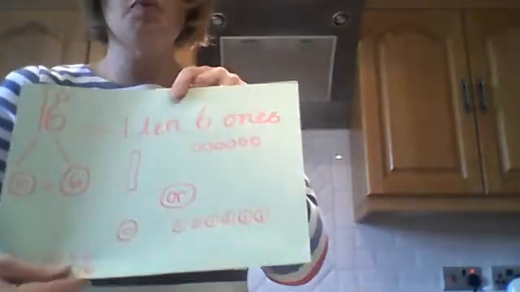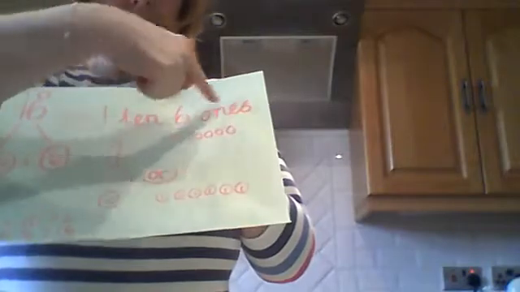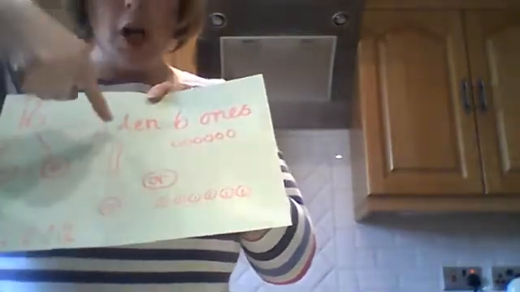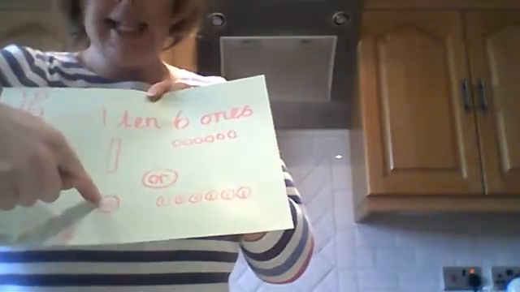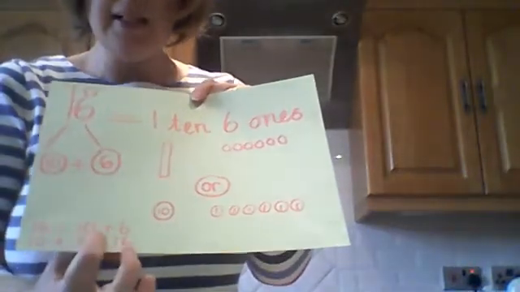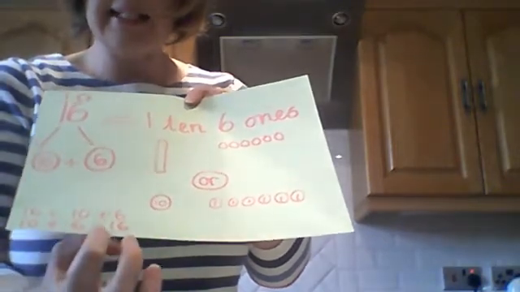and 6 ones. Let me show you how I've wrote that number down, look, in lots of ways. I've done it as 1 ten and 6 ones. I've drawn it, look, as a 10 and 6 ones. Or I've done a 10 and 6 ones like that. And I've wrote it 16 equals 10 add 6. 10 add 6 equals 16, the same.